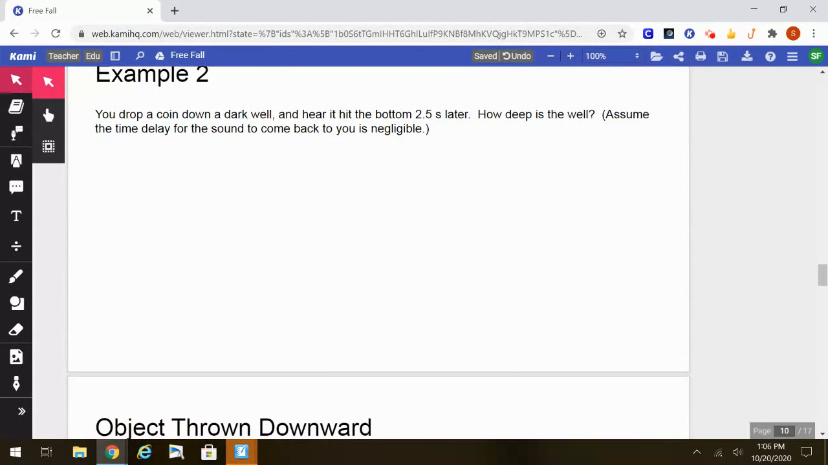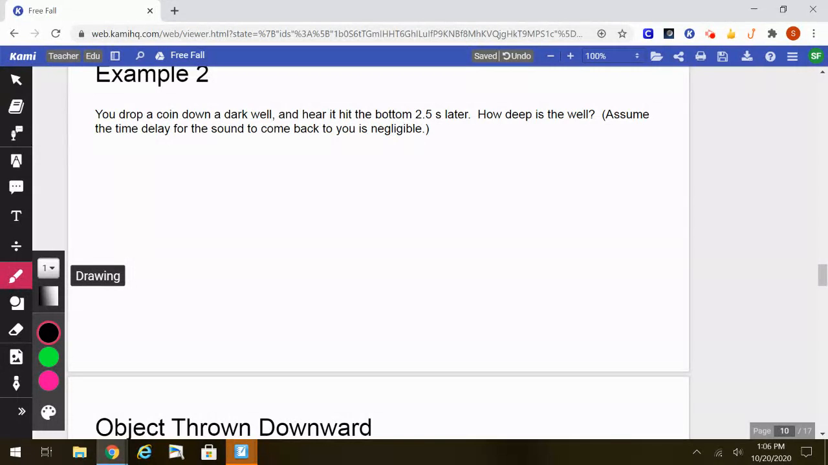Let's do one more. You drop a coin down a dark well and you hear it hit the bottom 2.5 seconds later. How deep is the well? Assume the time delay for the sound to come back is negligible. That means that we're not worrying about it. Well, let's write our givens out. You guys are thinking, Mr. Foster, this is a lot. No, it's like a puzzle. Just gotta take your time and go step by step through it.